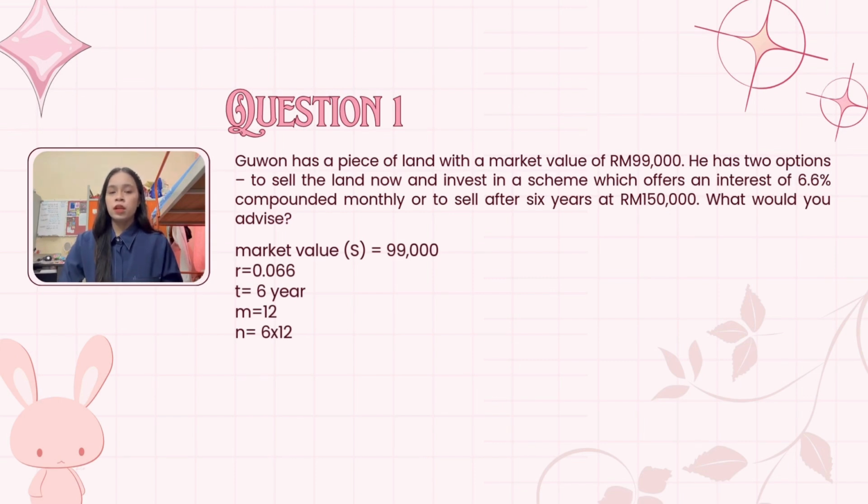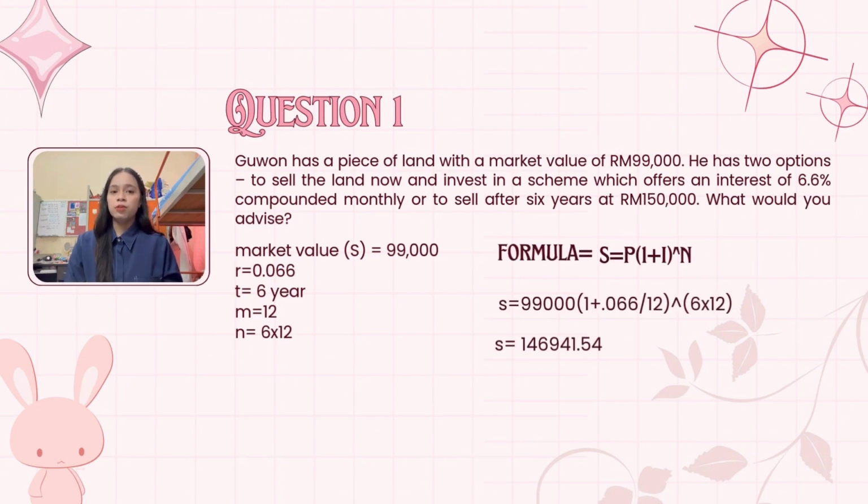We will use the formula S equals P bracket 1 plus I bracket to the power of N. The answer we get is, I will advise him to sell because he will get a higher profit than investing. Next, I'm going to show you.